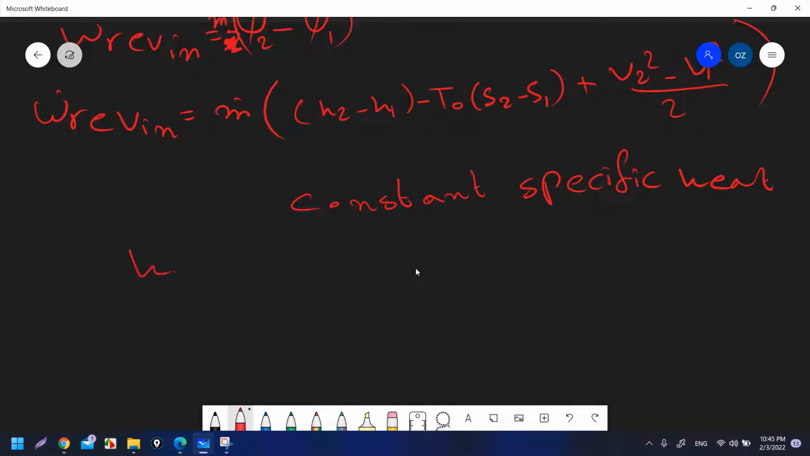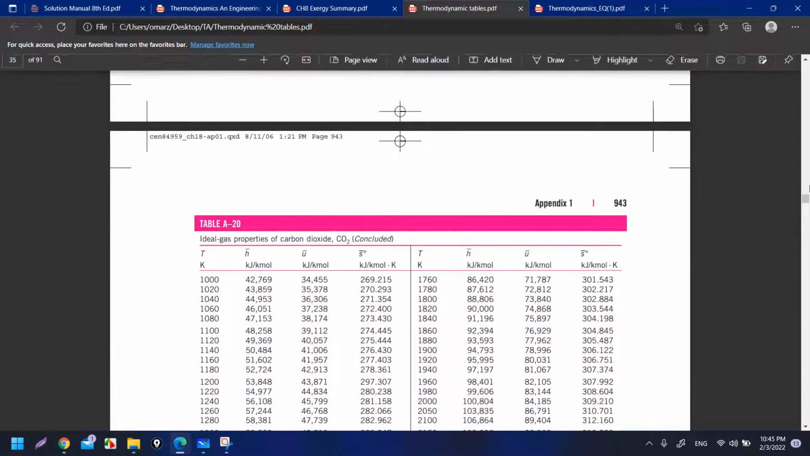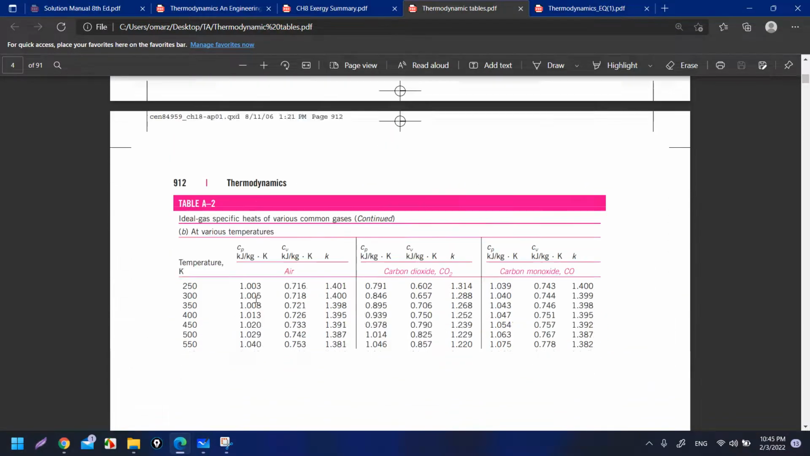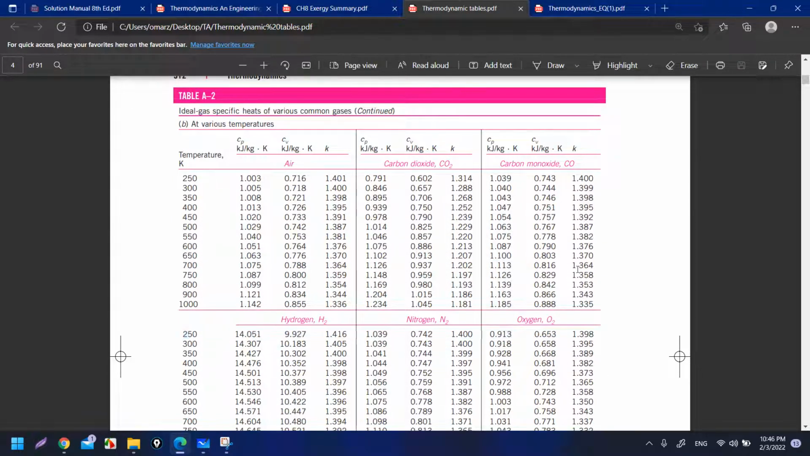And then H2 minus H1 with constant specific heat we use Cp, but with variable specific heat you cannot use any equation that contains Cp or Cv or k. H2 minus H1 is equal to Cp (T2 minus T1), and Cp should be the average Cp, found at the average temperature, T2 plus T1 over 2. But if you go to table A2b, where there are variable temperatures, you will find only these six gases, not argon. So you have to find the average temperature and then find Cp or Cv at that average temperature.